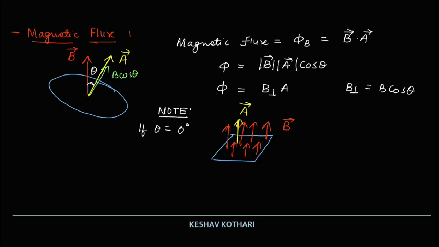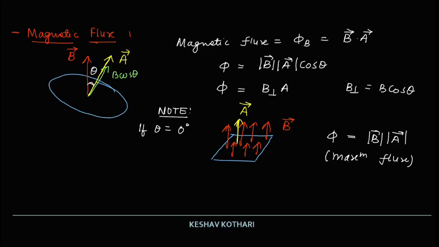So the value of magnetic flux in this case will be simply written as magnitude B into magnitude A, where cos 0 is equal to 1, and this is the maximum value of magnetic flux.